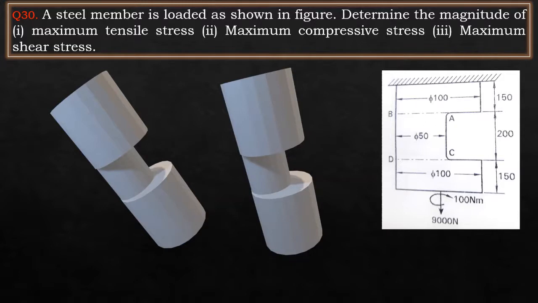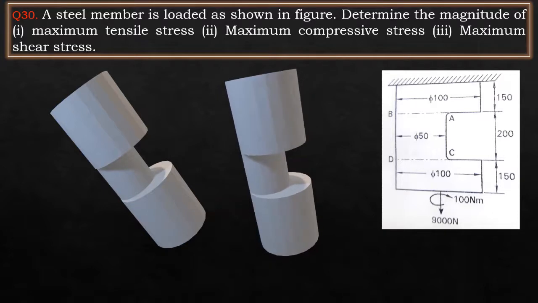A steel member is loaded as shown in the figure. So the figure on the right side he has clearly given there is a rod. Determine the magnitude of maximum tensile stress, maximum compressive stress and maximum shear stress.